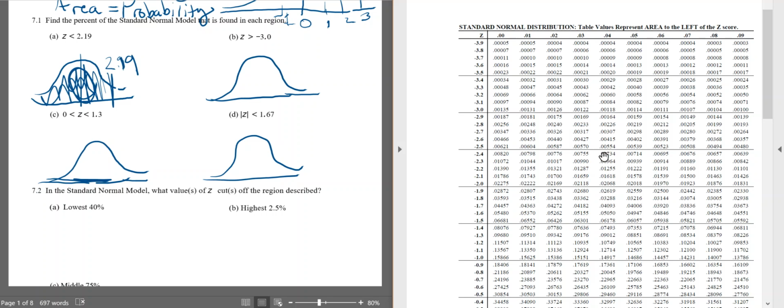This is not the only way to calculate this. It's actually my least favorite way to do so. I actually like to use Minitab to do this way better. All right, let's take a look.